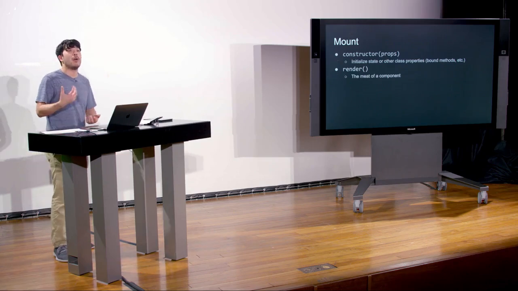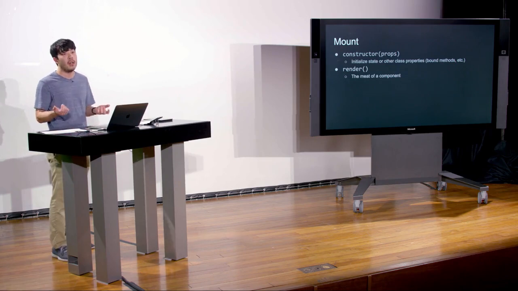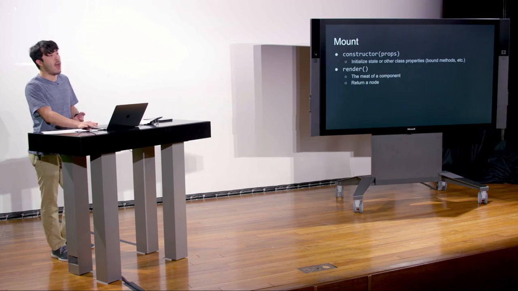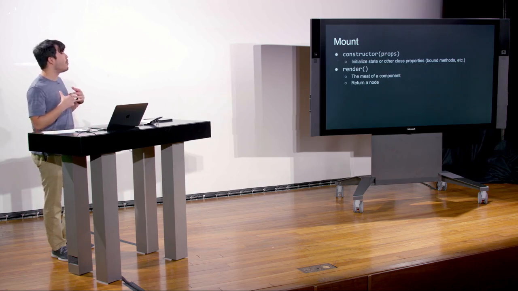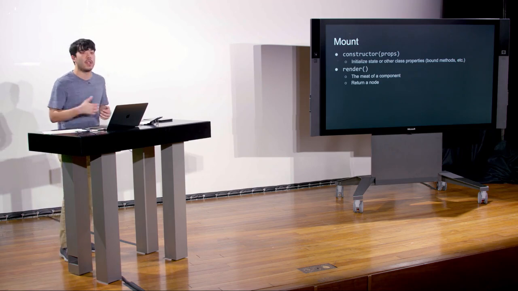Next, what happens is we render, which is just the meat of the component. The main goal of any component is to show UI. And so in this render method, that's exactly what happens. You take any properties that you have, any class properties that you have, and then you end up returning a node.